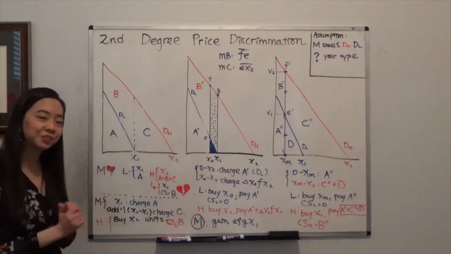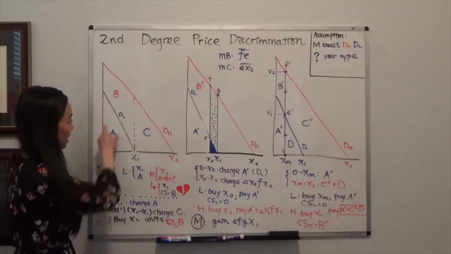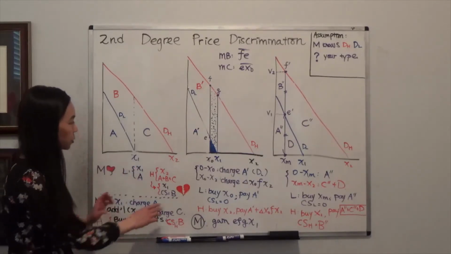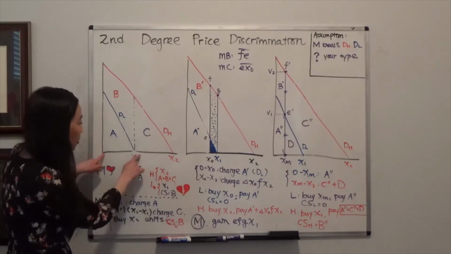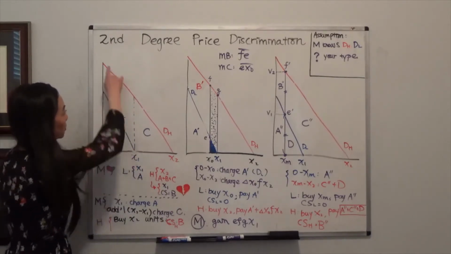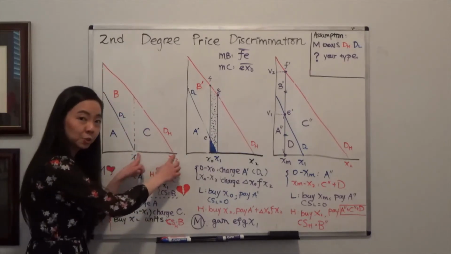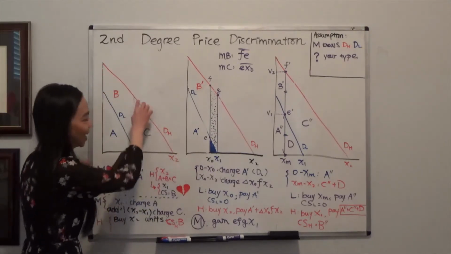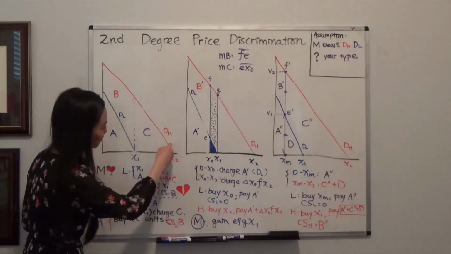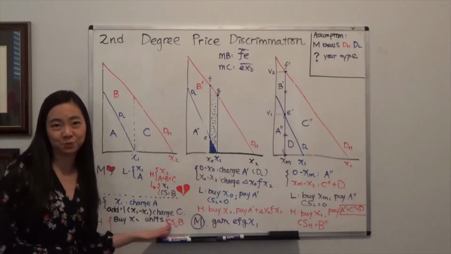So what happens is this: if you're low type, you're going to buy X1, you pay A. But if you're the high type, then you're going to buy X2. But for the first X1 units, you only have to pay A. So you're going to go home with consumer surplus here. And for the additional units you purchase, you are not going to get any consumer surplus because I charge you according to DH. And therefore, you still have the consumer surplus B.